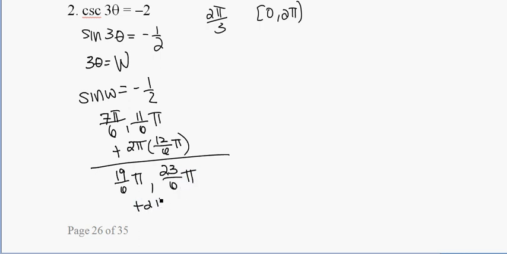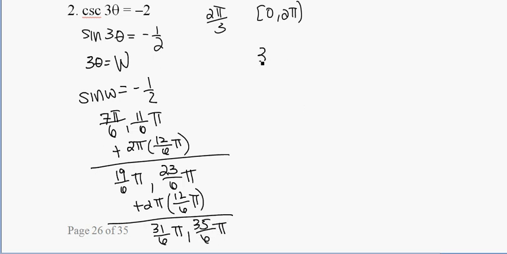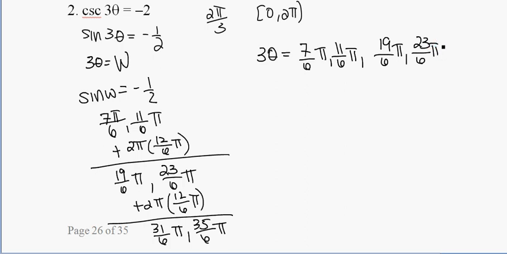I want to add 2 pi to those as well, because I need to get maximum number of 6 total answers. So I'm going to add 12 over 6 pi again. So that gives me 31 over 6 pi and 35 over 6 pi. So my 6 answers that are equal to 3 theta is equal to 7 over 6 pi, 11 over 6 pi, 19 over 6 pi, 23 over 6 pi, 31 over 6 pi, and 35 over 6 pi.